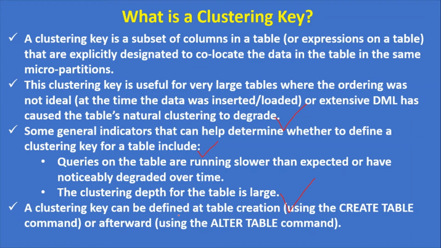A clustering key can be defined at table creation. So clustering key can be defined at table creation by using the create table command, or afterward, that means using the alter table command. So to enable clustering on a table, there are two options. One is while creating the table, and another one is alter table. Alter table means you create a table without a cluster key, and then you add the cluster key using the alter table command.